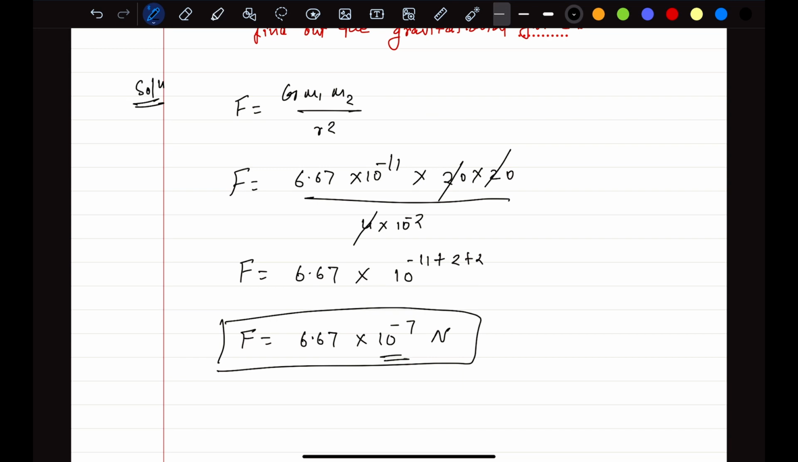So now we will start. After this we will do the law of superposition. How do we calculate the forces using the law of superposition?